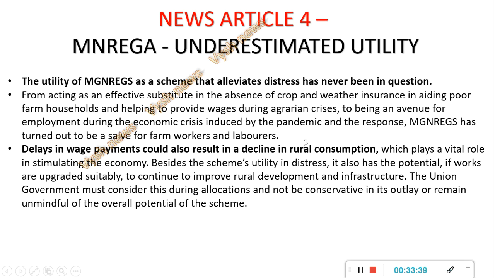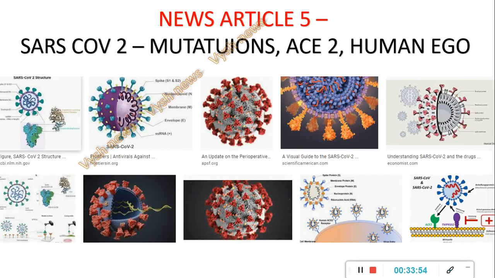I have explained in a video how GDP is calculated. Please watch the economics video. So if rural consumption declines, the economic stimulation also will decline. So overall, you have to see to it that wages are paid on time. The overall potential of the scheme has to be identified, and money has to be properly allocated. So that is his point.